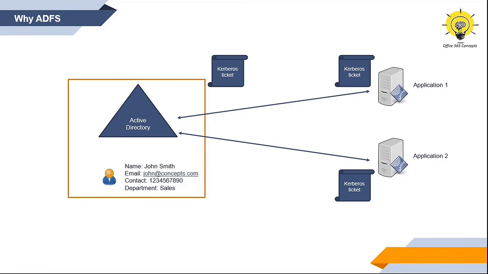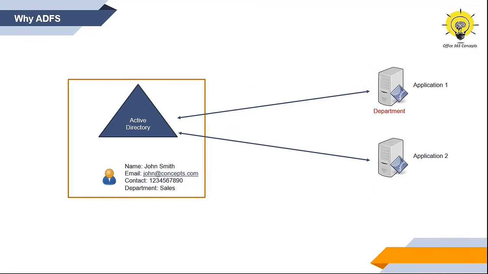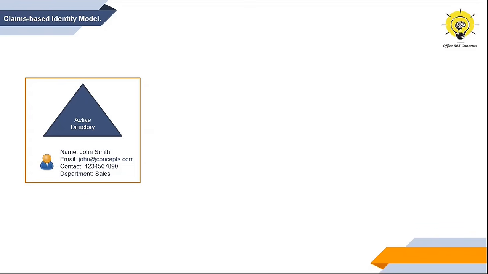But the things will change when applications need a different set of attributes for the authentication purpose. Let's say if application 1 needs department attribute and application 2 needs email address attribute for authentication. They do not need group SID or account SID attributes. So this is where ADFS comes in the picture. Every user in Active Directory has certain attributes. For example, email address, department, user principal name, or contact number. All these attributes are called claims in ADFS.